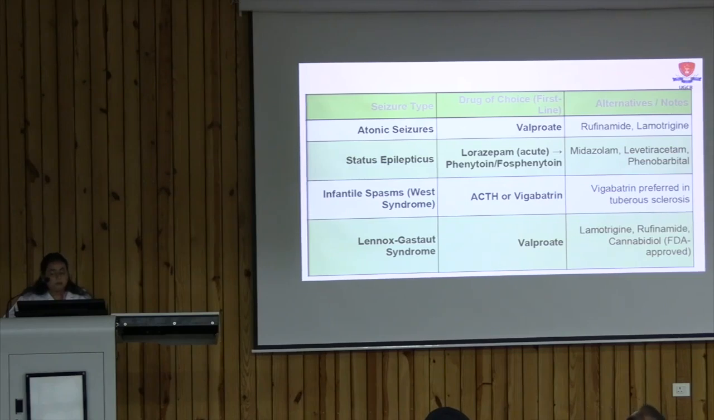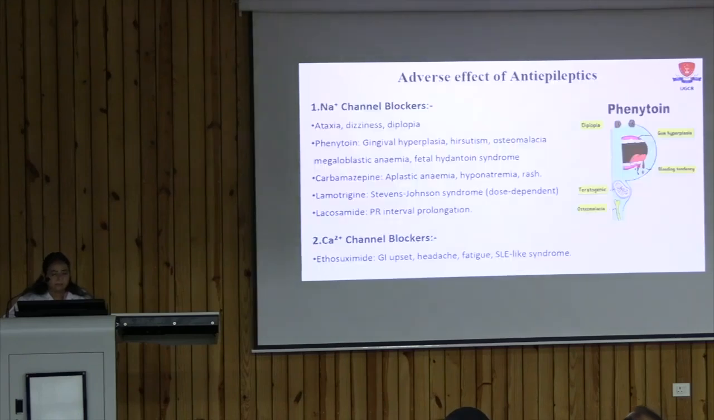For infantile spasms or West syndrome, ACTH or vigabatrin is the drug of choice, while vigabatrin is preferred in tuberous sclerosis. For Lennox-Gastaut syndrome, valproate is the drug of choice. Lamotrigine, rufinamide, and cannabidiol, which is FDA approved, can be used as alternatives.